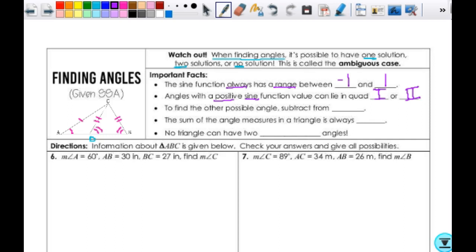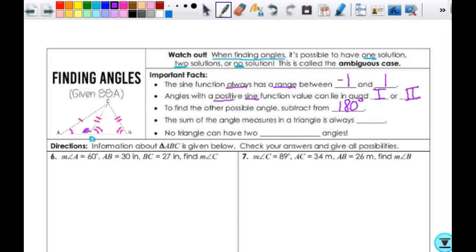So let's think about what that means. This angle would be acute. This angle would be obtuse, right? It's somewhere between 0 and 180 when we're talking about degrees here. To find the other possible angle, so if I say this is one angle, what's the other possible angle? Remember, these have to be supplementary, right? These two angles here are going to add to give me 180, so I would have to subtract from 180 degrees.